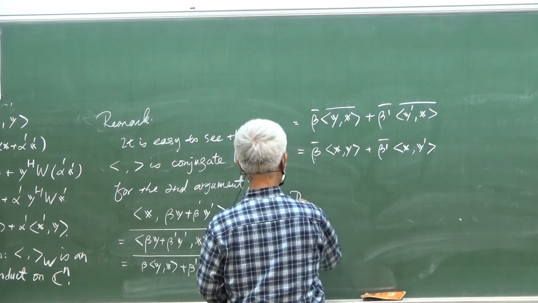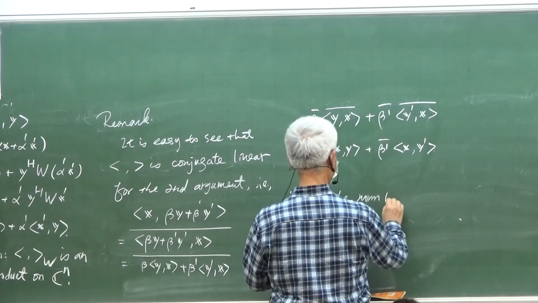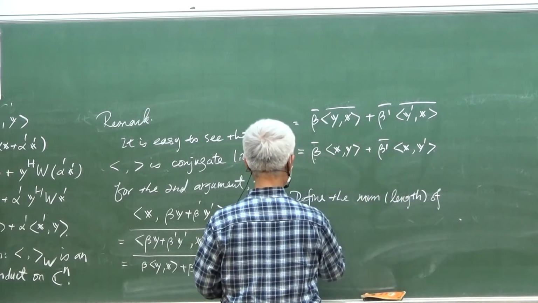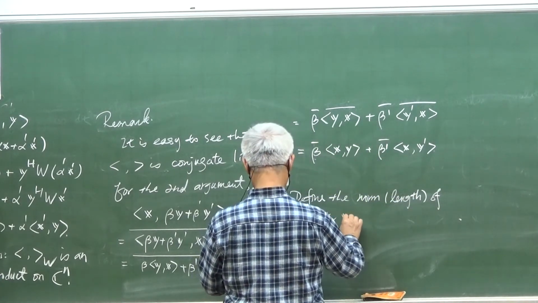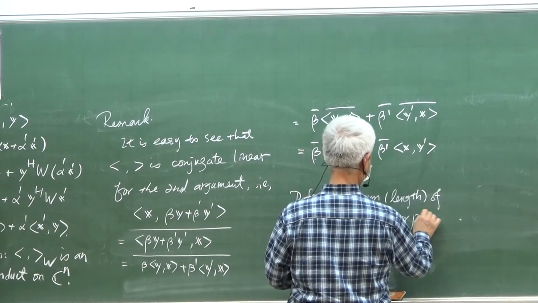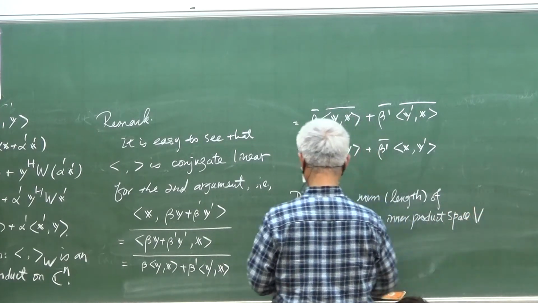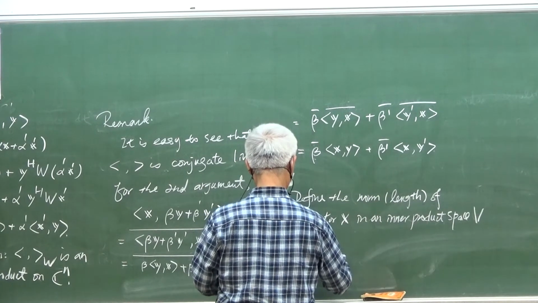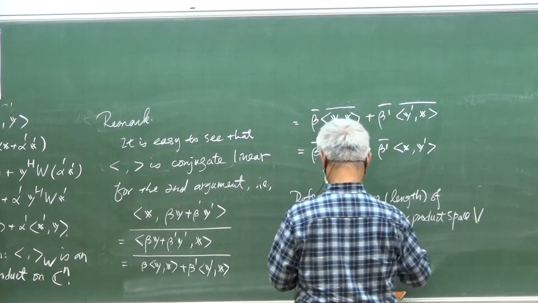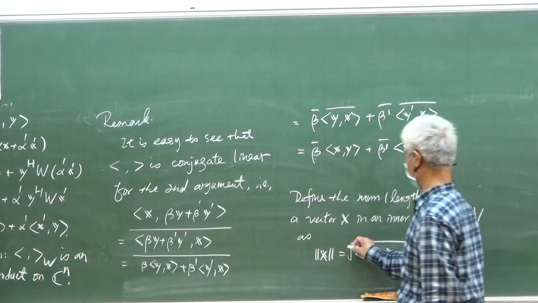So that's called conjugate linearity for the second argument. Alright, now we define the norm or length of a vector x in an inner product space V as the square root of the inner product of x with itself. So this is the definition of the length.